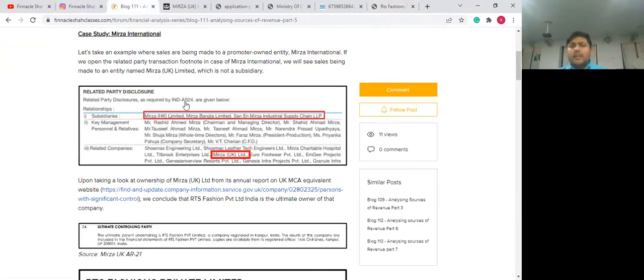Now, clearly, let me once again summarize it in a graphical manner. So this is Mirza International. Now, this is a listed company. This listed company is not completely owned by promoters. This sells shoes to Mirza UK. And Mirza UK is indirectly owned by the promoters of the same company.